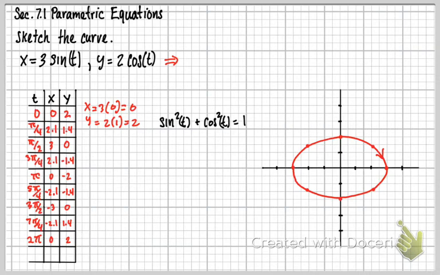Now if I take my original parametric equations and solve them for sine of t and cos of t, I get the sine of t equals x over 3, and the cos of t equals y over 2. And in essence, what I can do after this is just plug those in. So for the sine of t, I'm plugging in x over 3.